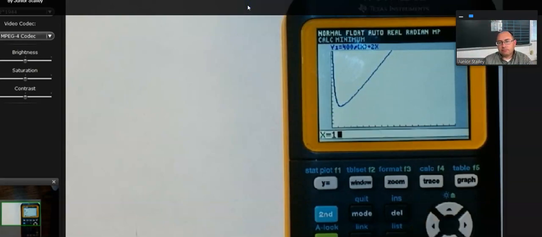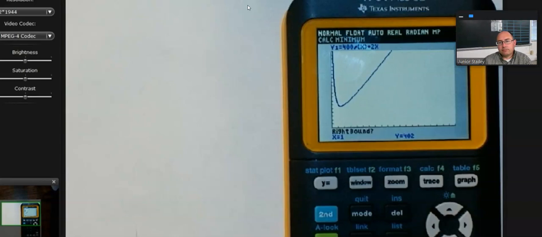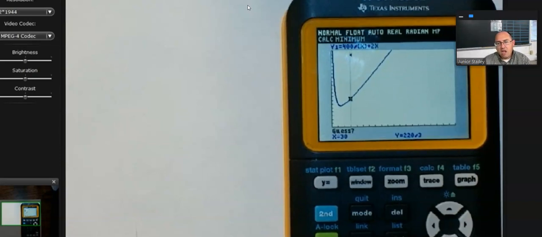I think 1 would work. And, well, of course it would work. I'm not sure why I chose 1. Each one of those marks is 10. I could have chosen 0, I guess. And for a right bound, we'll at least go to 30.